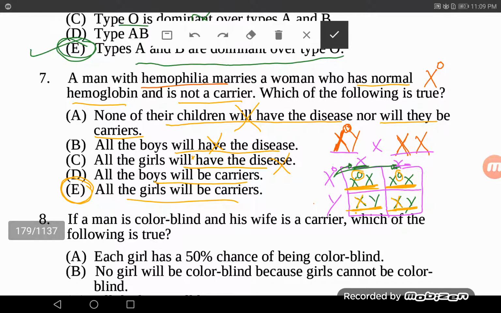I hope it's clear, guys. It's very easy. You can do the Punnett square, but before that you have to understand the question. Okay, now let us move to the next question.